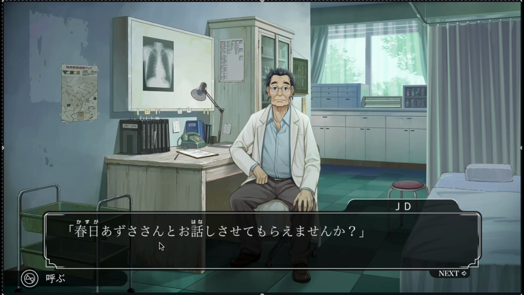春日あずささんとお話しさせてもらえませんか？ Moraimasenka is won't allow. Again, we're asking in a way that allows for polite refusal. Sasete is basically do for us, I think. Let us. Hanashi sasete. So would you not let us talk with her?